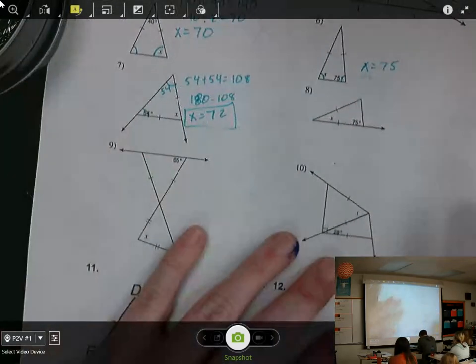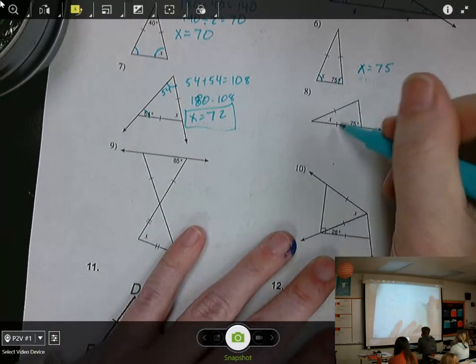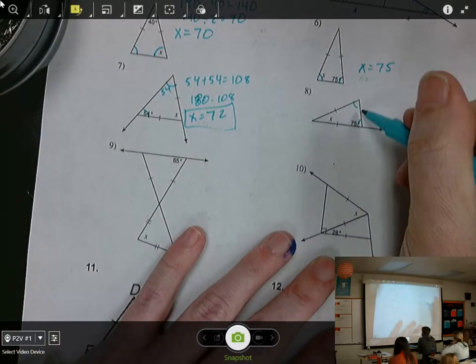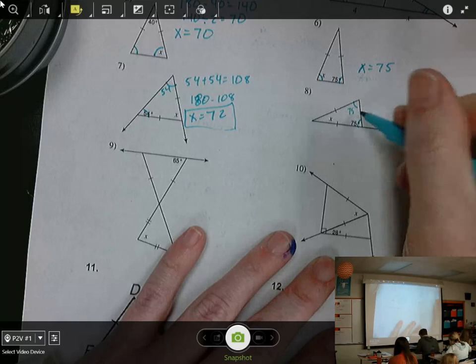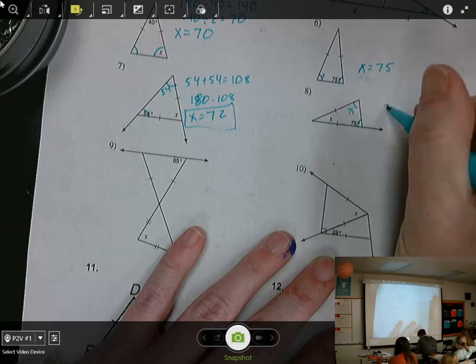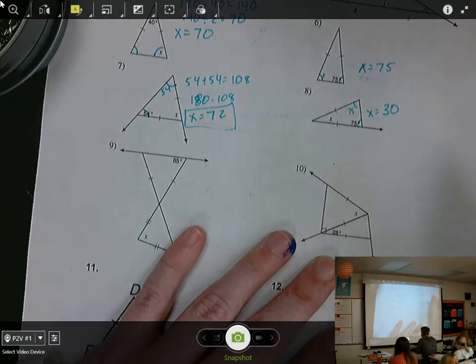Okay. Number 8, these are the two legs, so here's your two base angles right below the legs, so both of these would be 75, that's 150, 180 minus 150 is 30, so x equals 30.